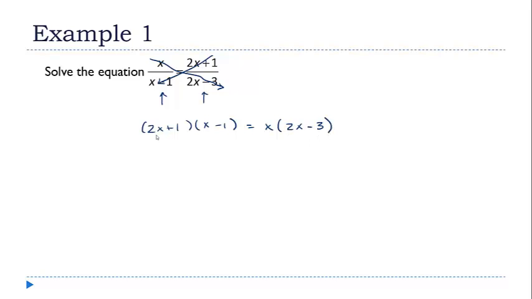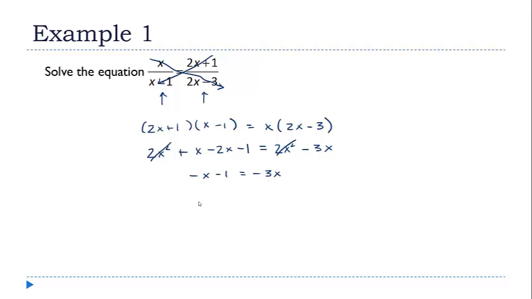So now I'll multiply these out, and over here I get 2x squared plus x minus 2x minus 1. And on the right-hand side, I get 2x squared minus 3x. And now look at what happened. I have a 2x squared over here and a 2x squared over here. And those x squareds, which were the terms that were making this nonlinear, have gone away. So now I have minus x minus 1 equals minus 3x.